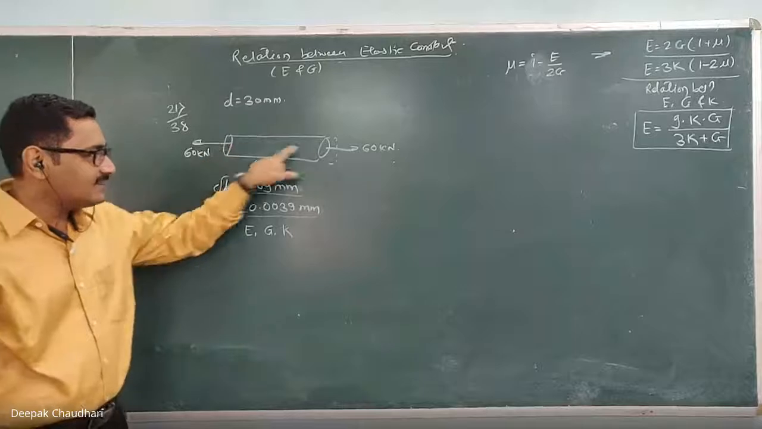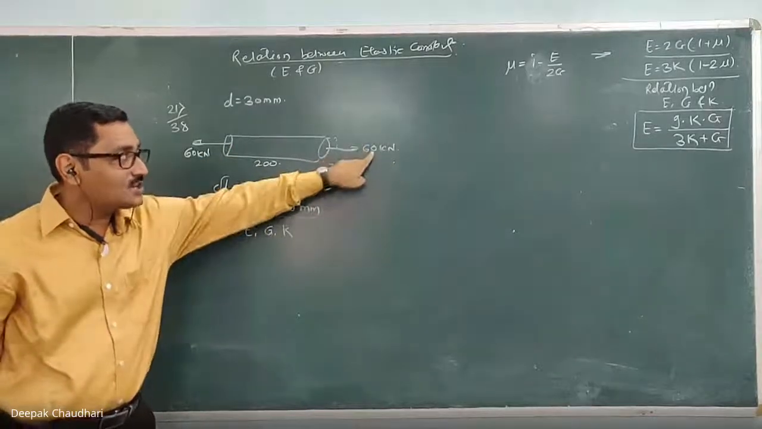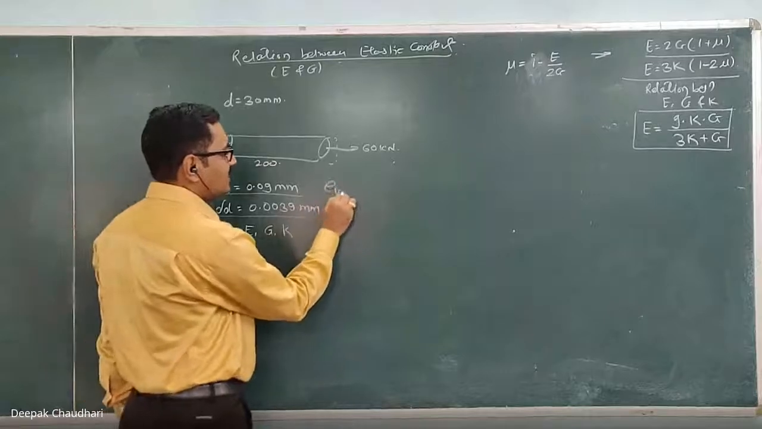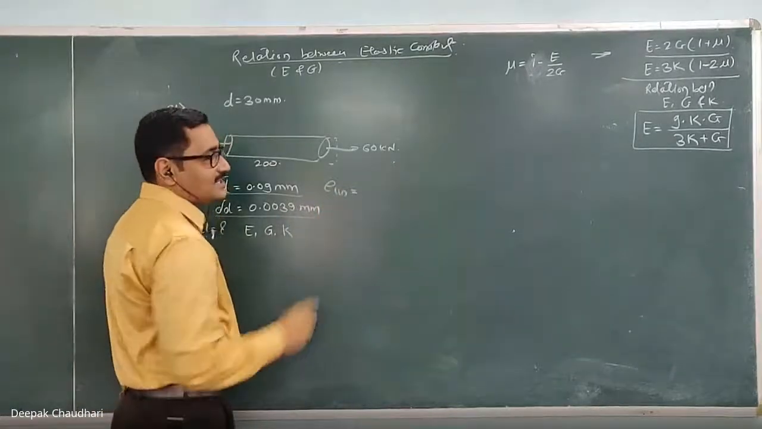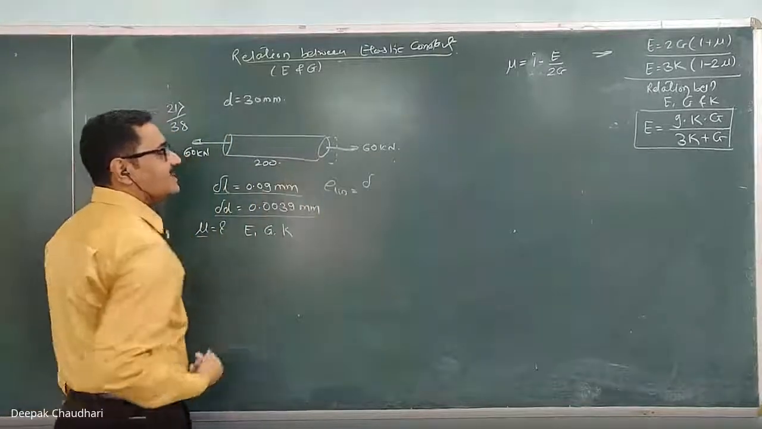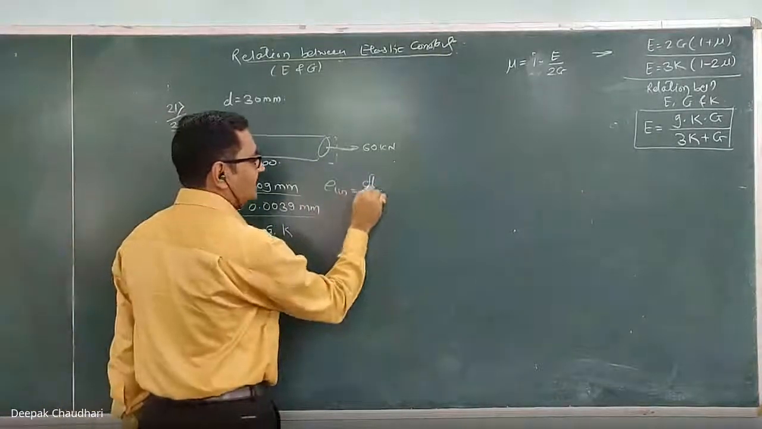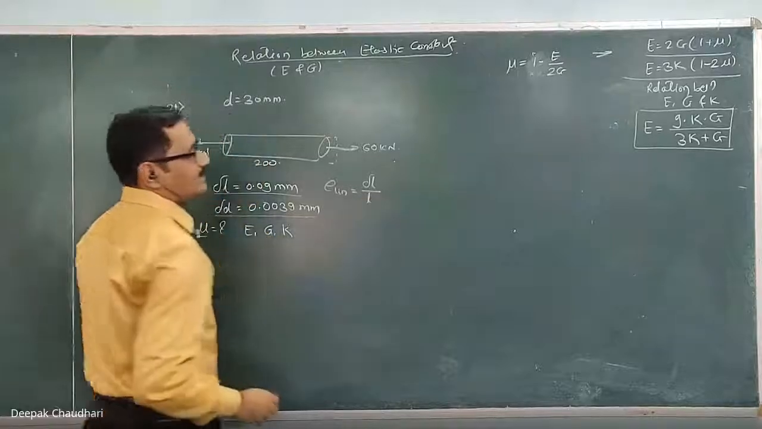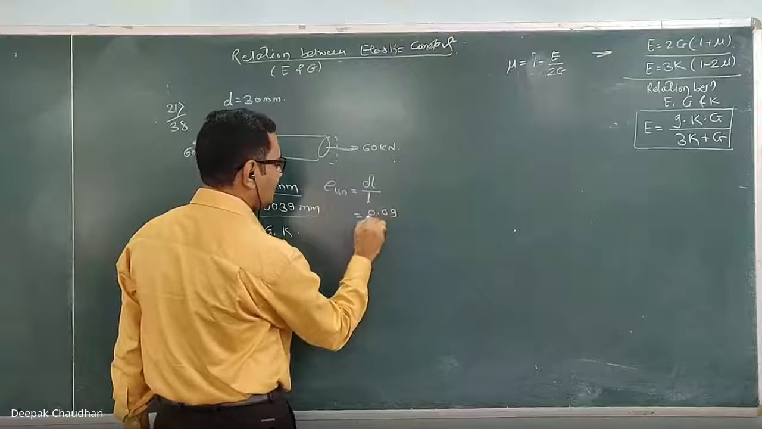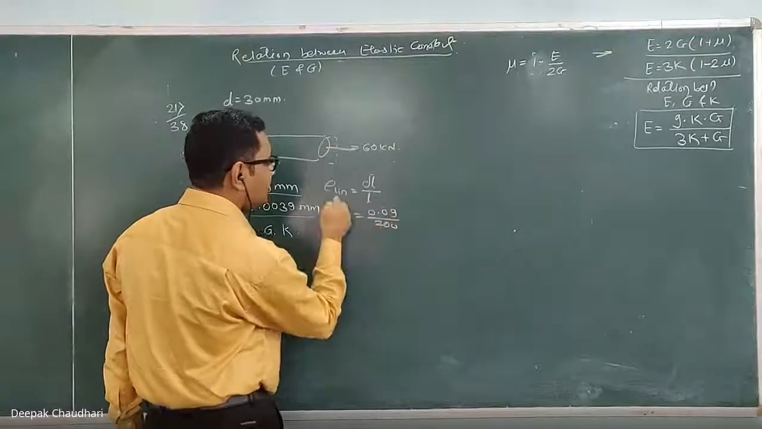The strain in the direction of applied force is known as the linear strain. Clear? So linear strain can be written as the change in linear dimension upon original linear dimension, where length is the linear dimension here. So change in linear dimension is 0.09 upon 200. This becomes the linear strain.